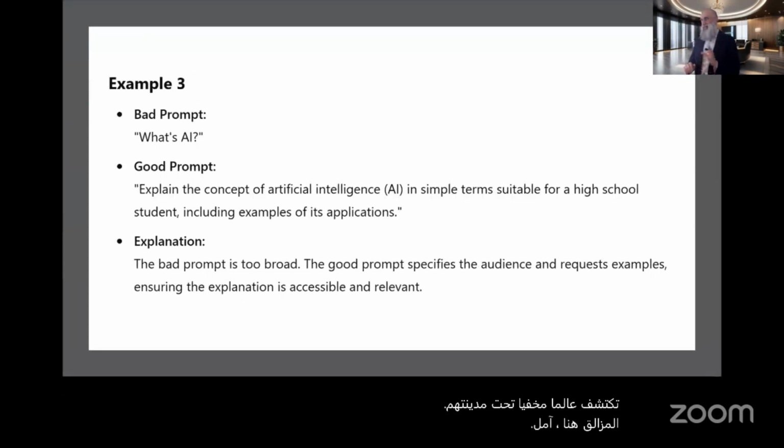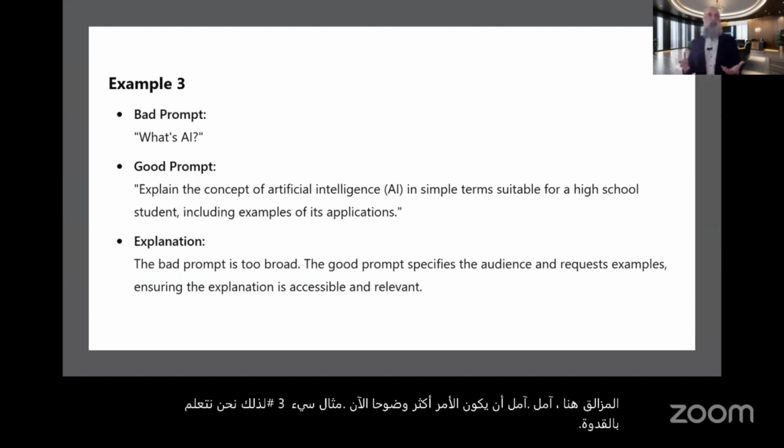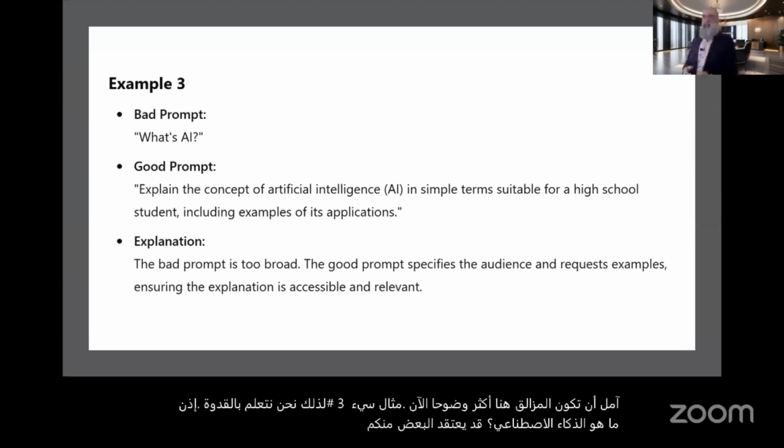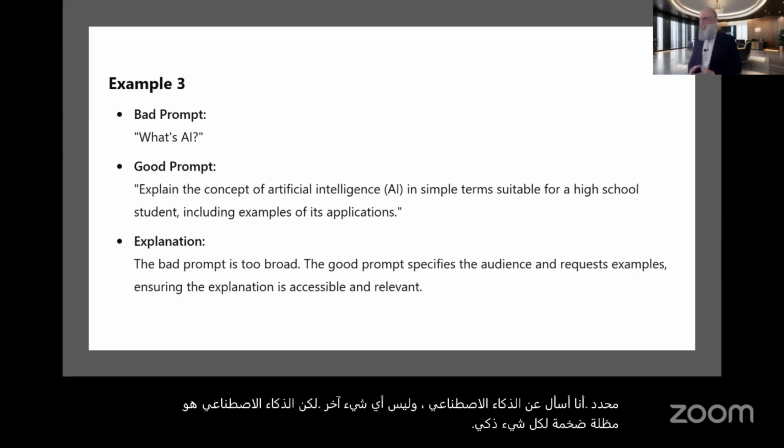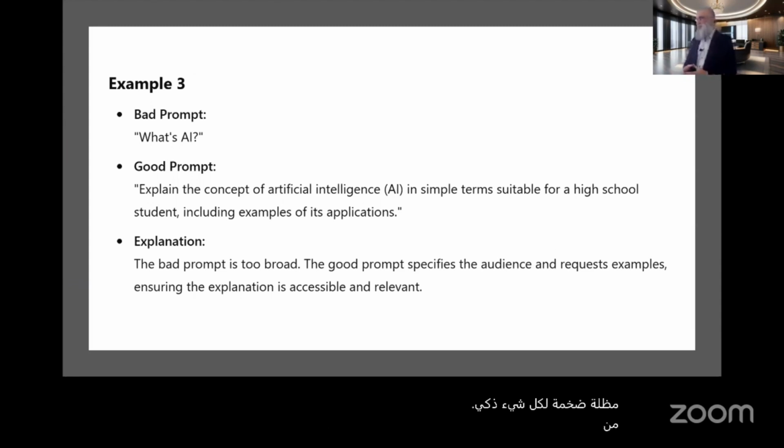Now, bad example number 3. So we are learning by example. So what is AI? Some of you might think, yeah, this is a good question. It's specific. I'm asking about AI, not anything else. But AI is a huge umbrella for everything smart in terms of technology. So a better one would be: explain the concept of artificial intelligence in simple terms.